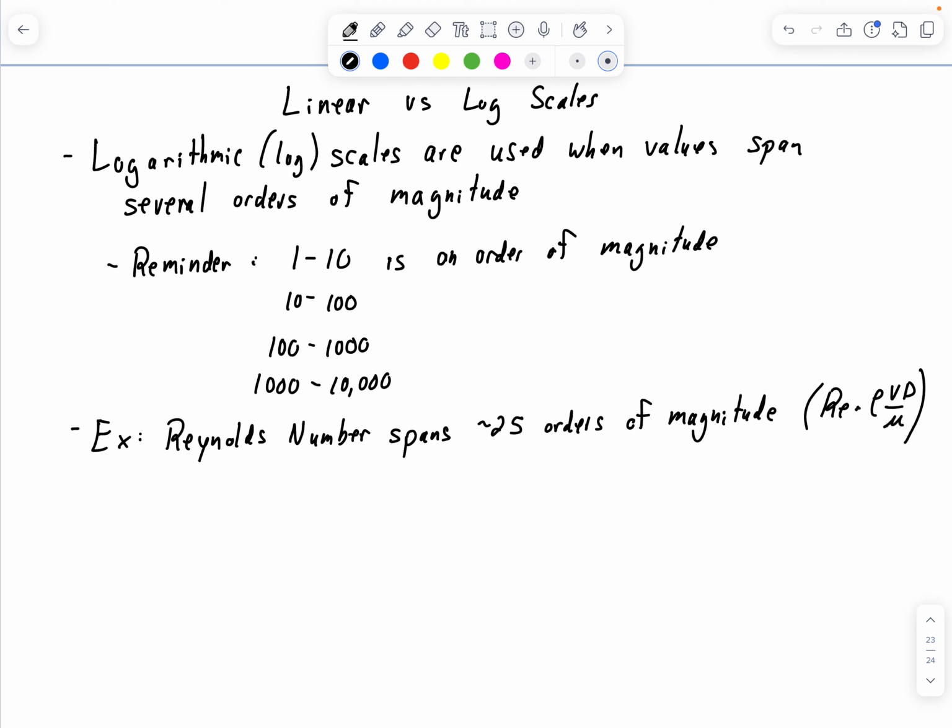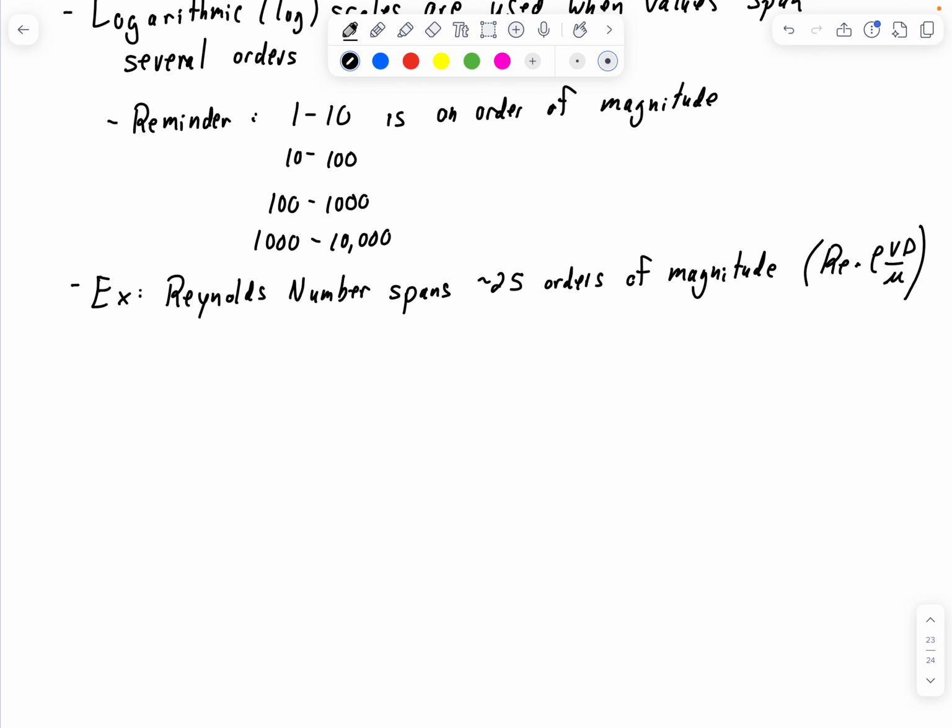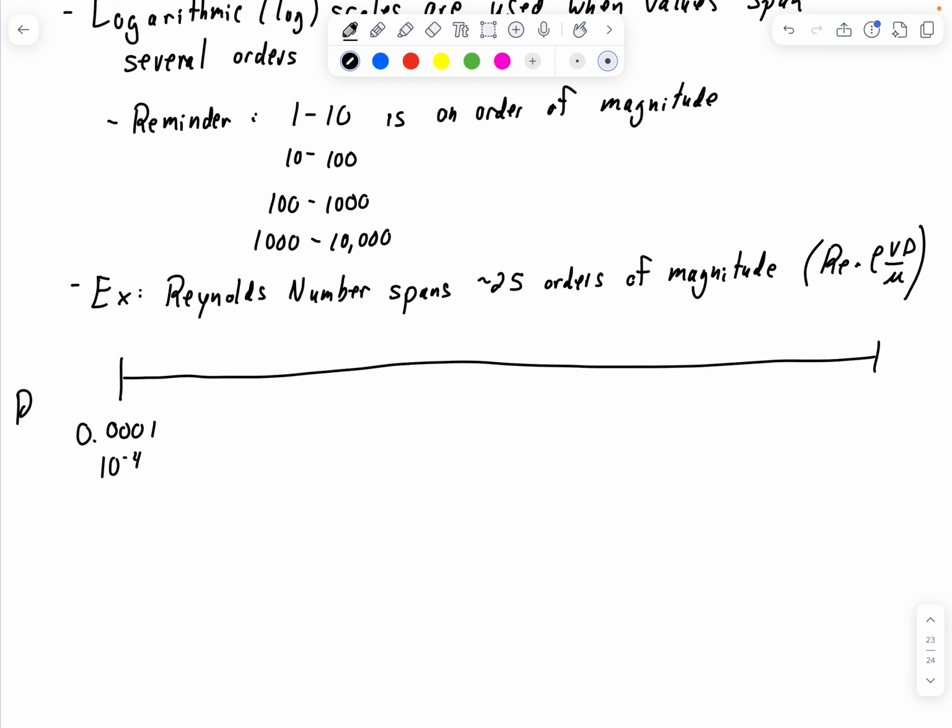And just to illustrate this tremendous range in Reynolds number, I'll do sort of a number line or scale here to represent this. So down here at the bottom left, we'd have a Reynolds number of maybe 0.0001, which is 10 to the negative fourth. So this is our Reynolds number plot here. And this would correspond to things like bacteria swimming. So these very, very small organisms that are moving through the fluid would have a Reynolds number of about 10 to the negative fourth.